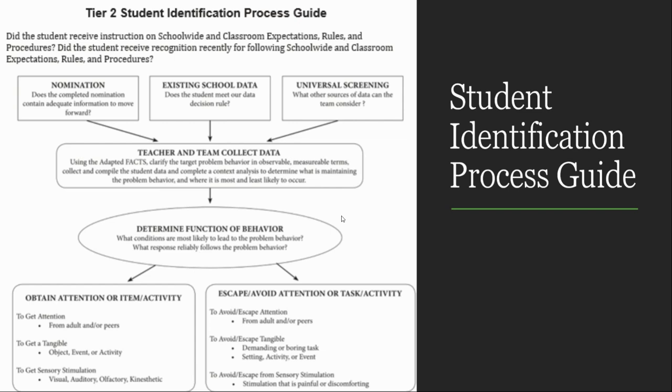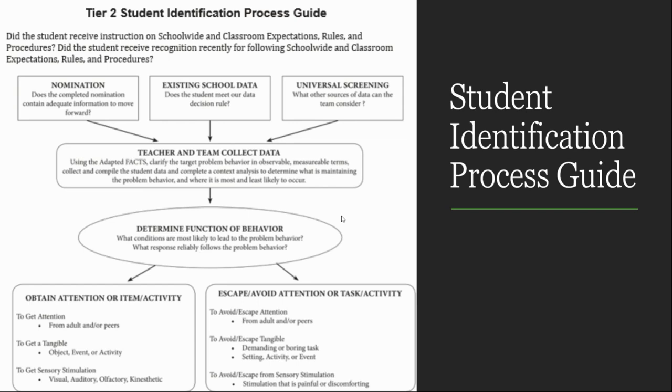So we know that the function of the behavior we're going to identify can be to obtain attention, an item, or an activity. That could mean to get attention from adults and/or their peers, to get a tangible, an object, event, or some activity they want to have, or to get sensory stimulation, some type of visual, auditory, or kinesthetic thing.